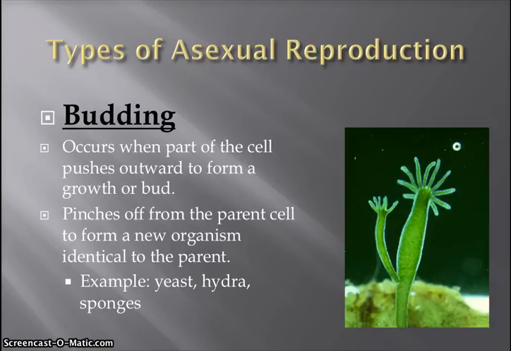The second type of asexual reproduction is called budding. Budding occurs when part of the cell pushes outward to form a growth or a bud. The bud will then pinch off from the parent cell to form a new organism which is identical to the parent. For example, organisms that use budding are yeast, hydra, and sponges.